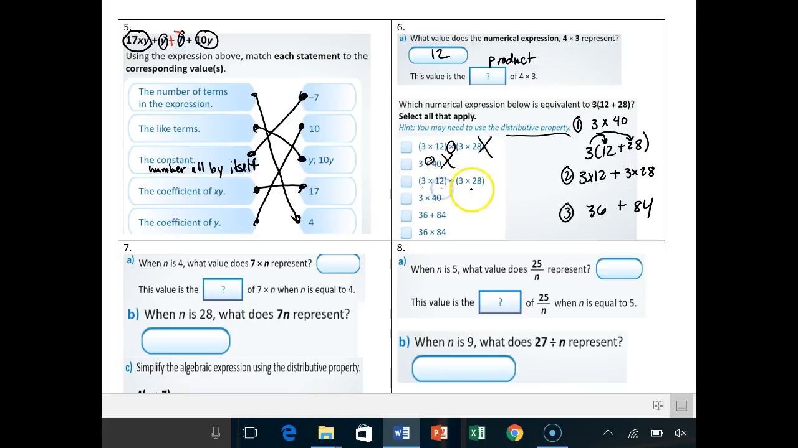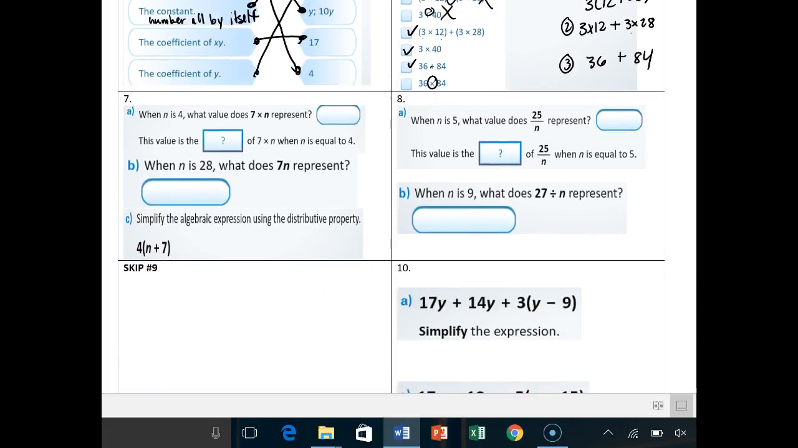3 times 12 plus 3 times 28. Yeah, I had that right here. They just had parentheses, no big deal, right? 3 times 40, did I have that? Yeah, that's my very first one, order of operations. 3 times those 2 things added together, right? 36 plus 84, yep, that was my last one. 36 times 84, no, again, look very closely. Sometimes you want the plus sign, sometimes you want the times sign. So look for those 3 different ways on your problem. Pause this, do number 6. 6 is super tricky. All right, number 7 is very easy.